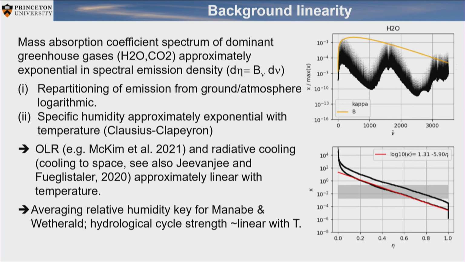And the result is that the repartitioning of emission to space from the ground versus the atmosphere is roughly linear with surface temperature, which explains a lot of these feedback parameters, but it also tells you something about the hydrological cycle, because the atmospheric emission to space, this is the cooling to space approximation, valid in the RCE case, is roughly equivalent to atmospheric radiative cooling, which is compensated by the latent heat release that we have, right? So a lot of why you can do these things in a linear way hinges on the spectral properties of the greenhouse gases.